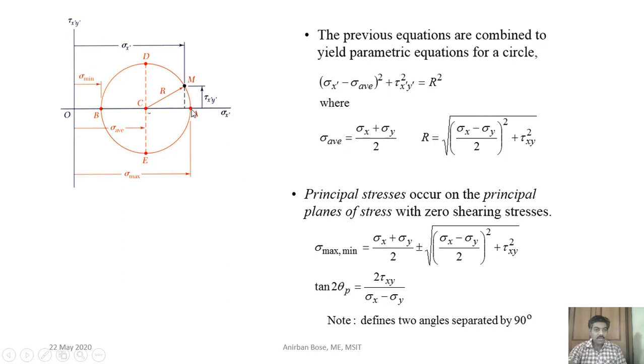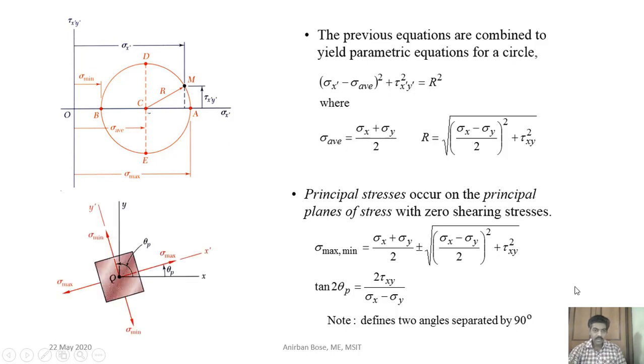These two principal planes, one is A, another one is B, and they are separated in the actual plane by 90 degrees. In the Mohr circle, you can see they are separated by 180 degrees, but in the actual plane they are separated by 90 degrees. So if this is the x-axis, and theta p is some positive value, then this is the plane where the sigma max will occur, and there is no shear in that plane, and sigma min will occur at the y prime axis, which is at 90 degrees from the sigma max.